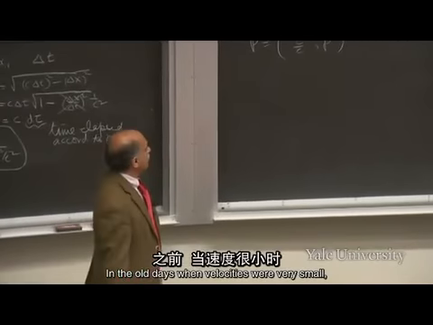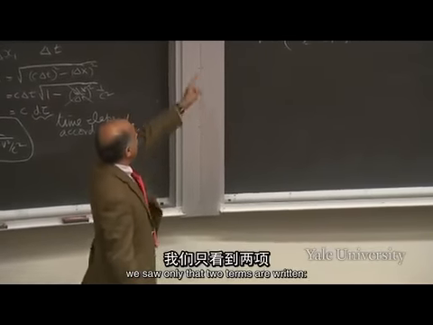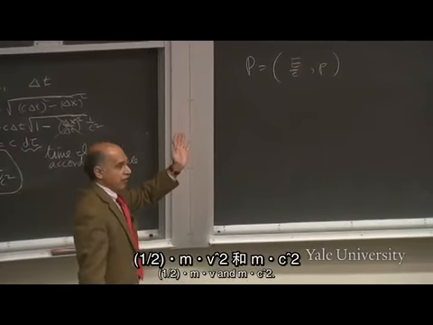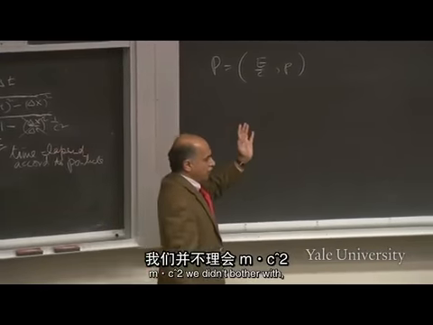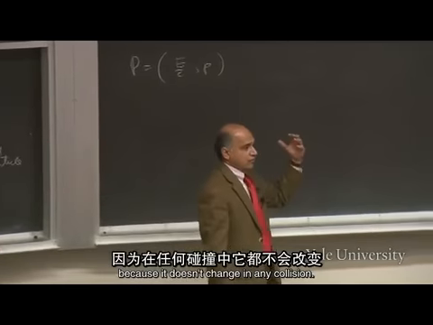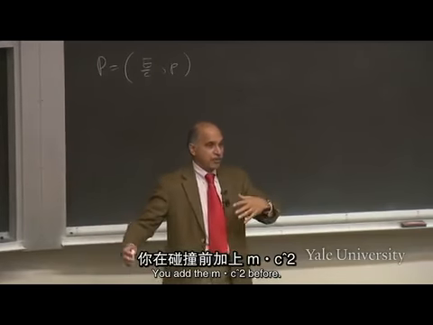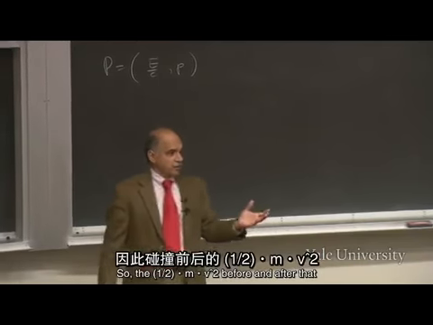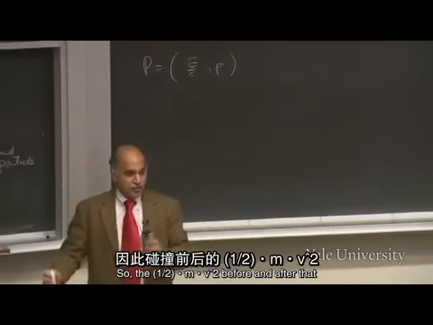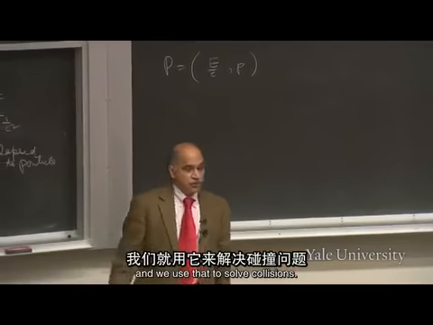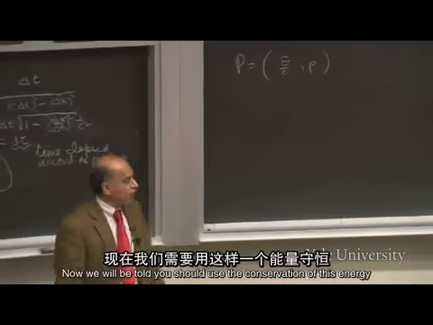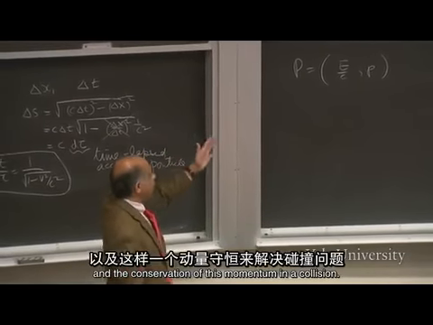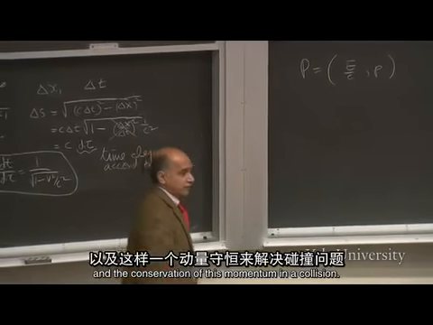In the old days, when velocities are very small, we saw only two terms written: 1/2 mv squared and mc squared. Mc squared we didn't bother with because it doesn't change in any collision. You add the mc squareds before, each particle has its own mc squared, and before and after, they simply cancel. It's the 1/2 mv squareds before and after that were equal, and we used that to solve collisions. Now we will be told you should use the conservation of this energy and the conservation of this momentum in a collision.